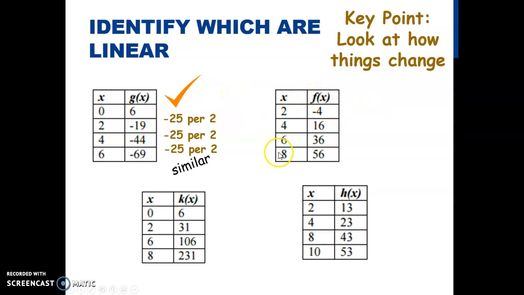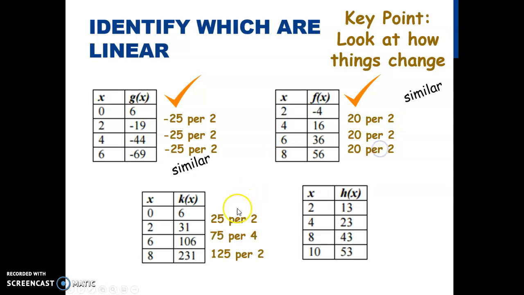Looking at this next set of data, the f function, once again, I'm looking at how the y value changes and whether that is consistent. For this set, I've got a change of 20 for each of those y values, and for each of the x values I have a change of 2. That's consistent, similar results, so that's a linear function.